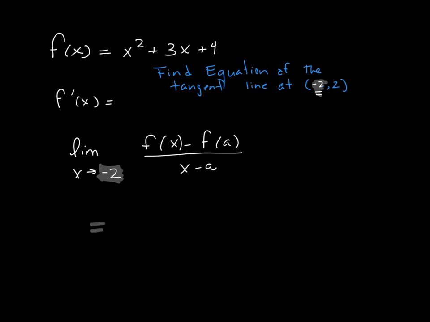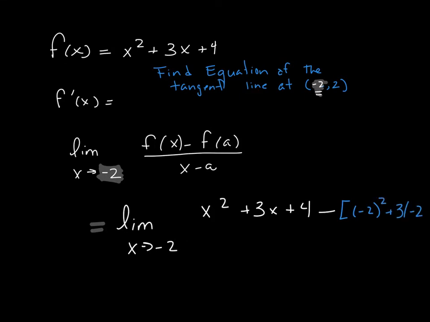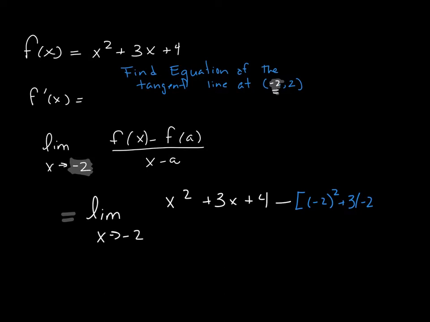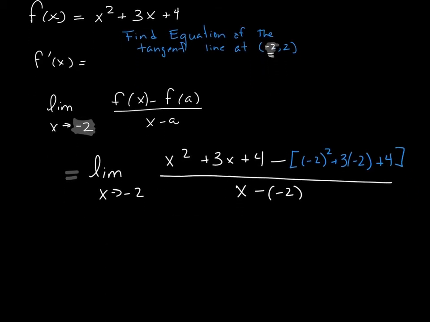the limit as x approaches -2 of x squared plus 3x plus 4. I subtract f of a, which is going to be -2 squared plus 3 times -2 plus 4. And that is all over x minus a, or x minus -2.